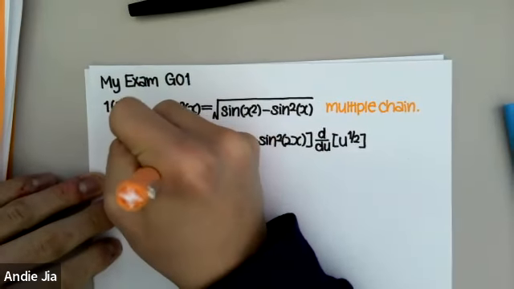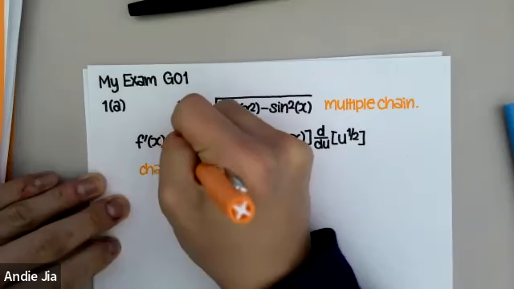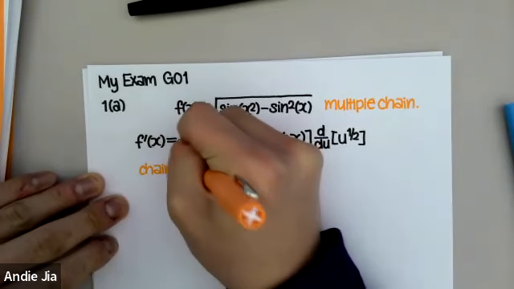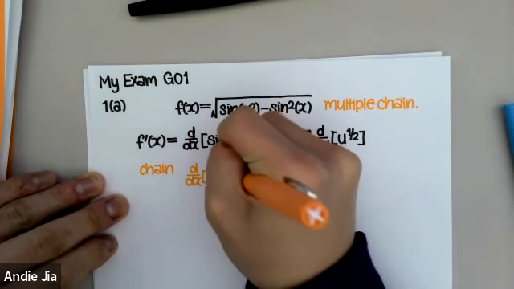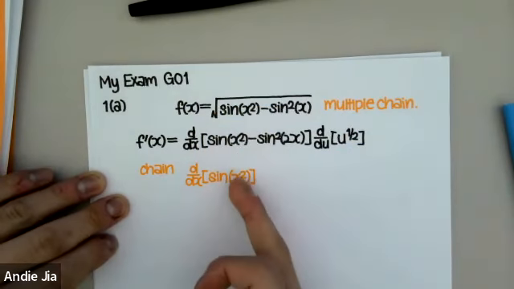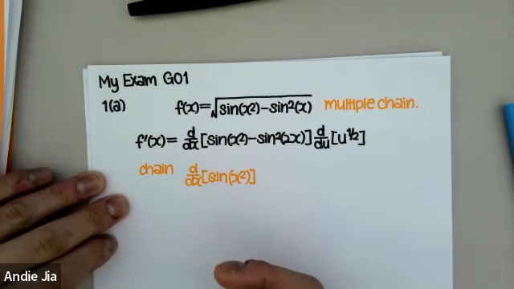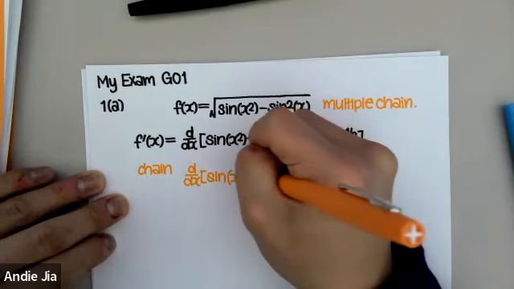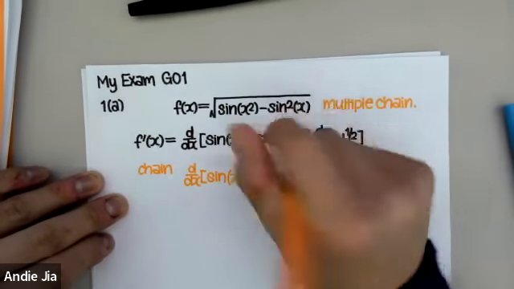So chain rule. The derivative of sine of x squared: the inside function is x squared, the outside function is sine of x. It's gonna be this, cosine is the derivative.